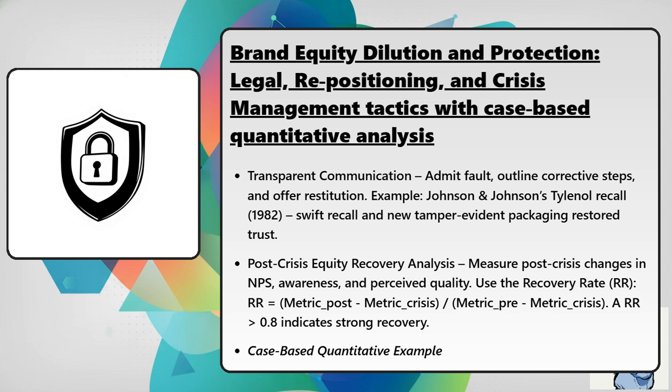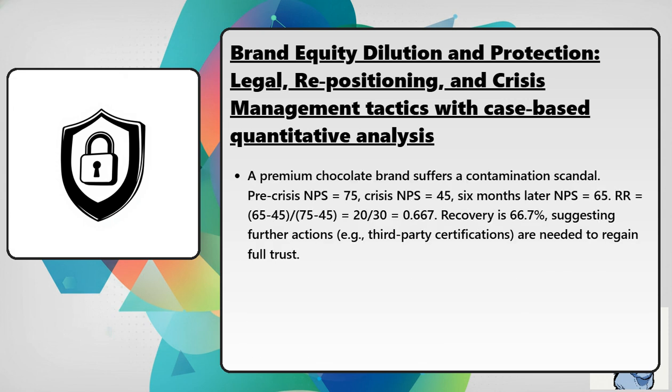Case-based quantitative example. A premium chocolate brand suffers a contamination scandal. Pre-crisis NPS equals 75, crisis NPS equals 45, 6 months later NPS equals 65. RR equals (65 minus 45) divided by (75 minus 45), equals 20/30, equals 0.667.